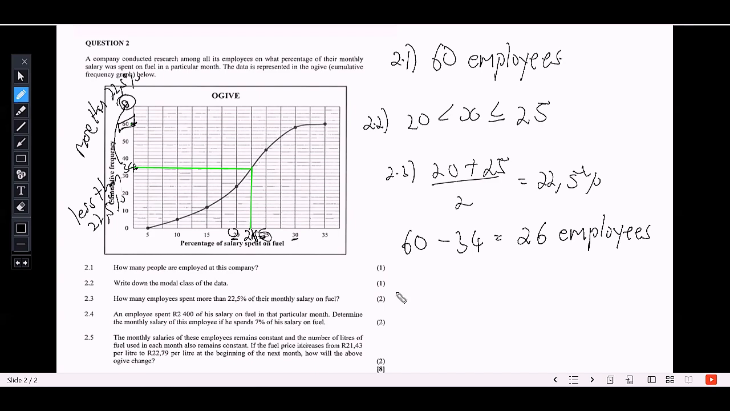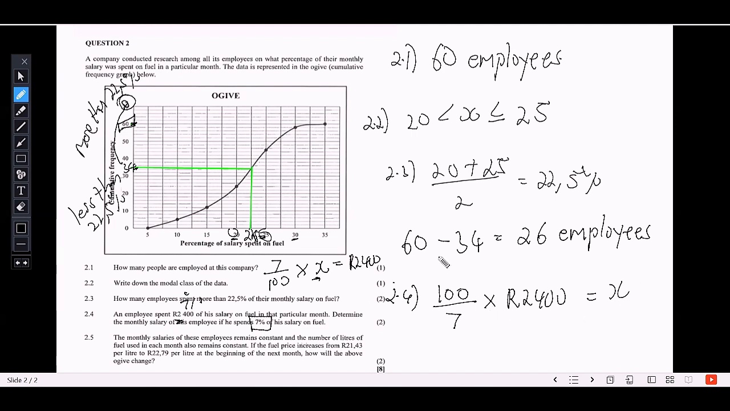Then 2.4 now says an employee spent 2,400 of his salary on fuel in that particular month. Determine the monthly salary of this employee if he spends 7% of his salary on fuel, right? So if this here represents only 7%, we want to know the salary of which the 7% has been calculated. So if we were trying to calculate this amount, it would simply be 7 over 100 multiplied by the salary, and then this would give us 2,400. But now we are looking for the salary. That means we have to inverse this. Now this would become 100 over 7 multiplied by 2,400, and then we bring over the x to this side, which is the salary.